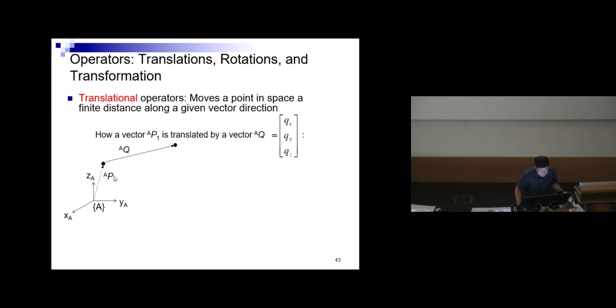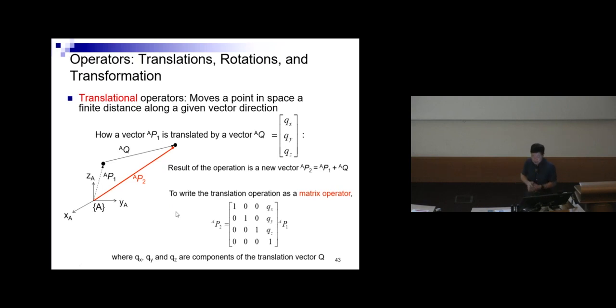So you have this point 1, which is with respect to frame A. You've gone through a translation AQ. The A over here means that this translation is with respect to frame A. Then the result of the operation is you end up with a new vector, a P2. This P2 is with respect to the frame A. So AP2 is equal to AP1 plus AQ. So you have this AP2 over here.